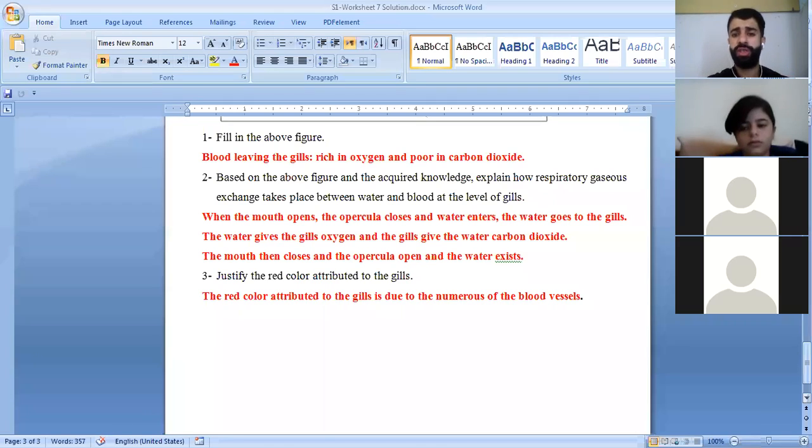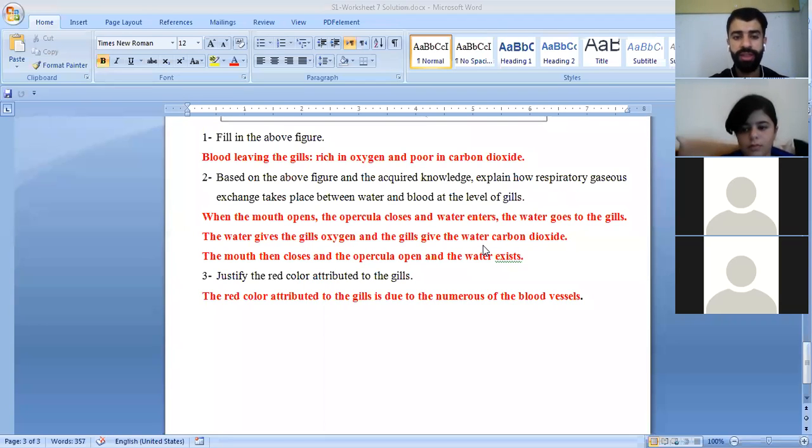Based on the above figure and your knowledge, explain how the exchange of gases occurs between water and the blood at the level of the gills. So what happened here? You have to know that whenever the mouth is open, the operculum is closed, as we said, and the water enters. The water goes to what? Goes to the gills. The water gives the gills oxygen, and the gills give the water carbon dioxide.